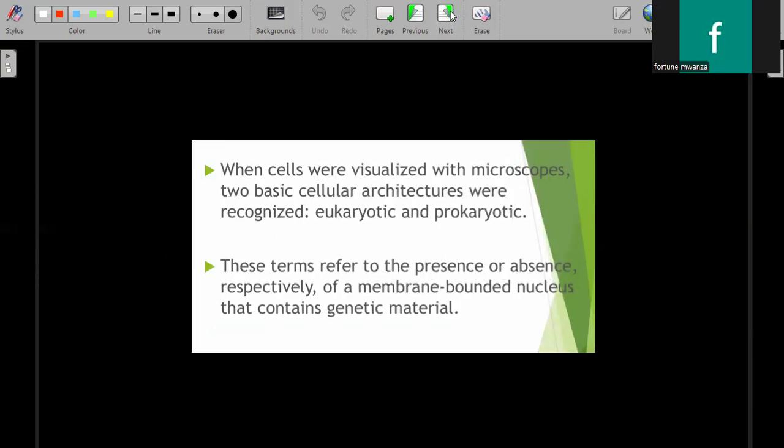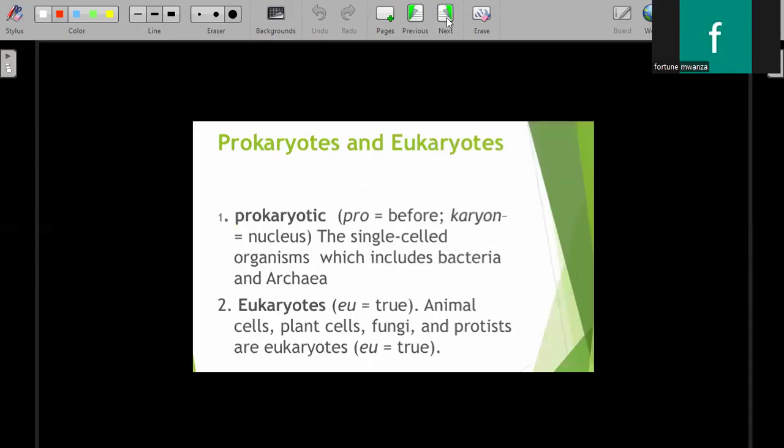Now we have two types of cells. The types of cells you are going to have are the prokaryotes and eukaryotes. These are the two types of cells you are going to have. Is there a question? So these are the two types of cells you are having. Prokaryotes are single cells.